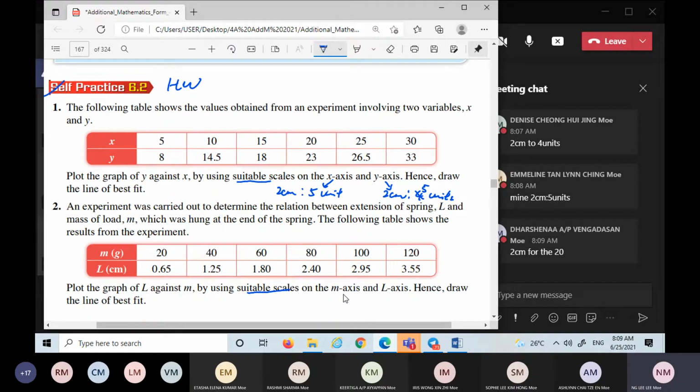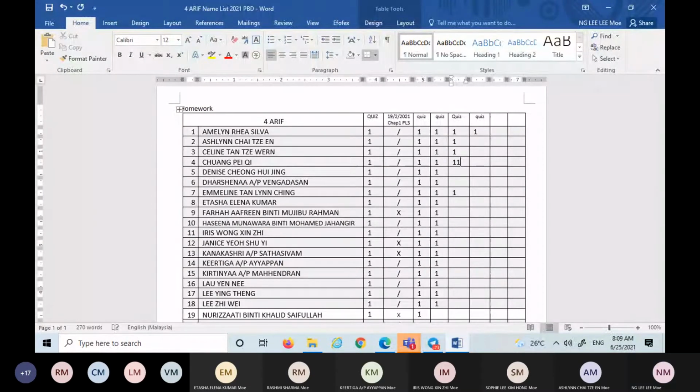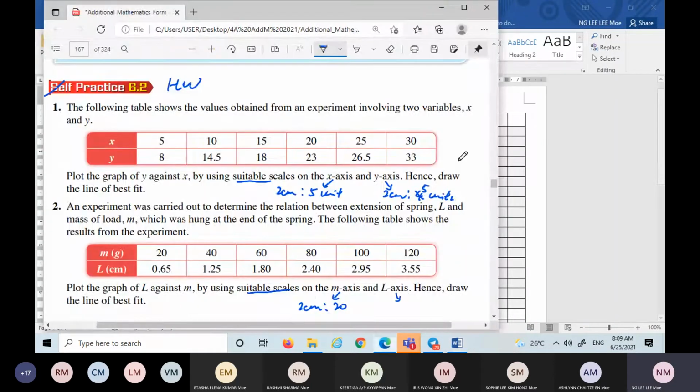Dashina's one is question number 2, the m-axis. So 2 centimeter is for 20. Emma, okay, this is good. 20 is because here the numbers are 20, 40, 60. It follows. So you can set 2 centimeters for 20. Then the next girl, Itasha, answer for the L axis.